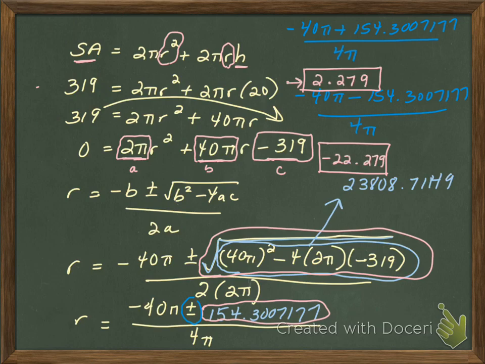Okay, and so when I plug those two quantities into the calculator, for the first, I get 2.279. For the second, I get negative 22.279. Now, because our radius cannot be negative, we are going to have to discard that solution, right? Because our radius cannot take on a negative value. So that means the only possible answer is this one. And we're going to round it according to the directions to the nearest hundredth. So our final answer then would be 2.28. Okay, I hope this helps.